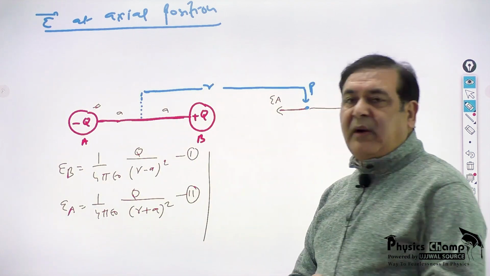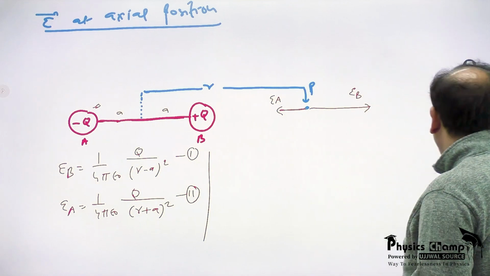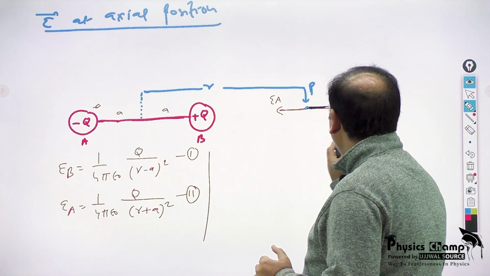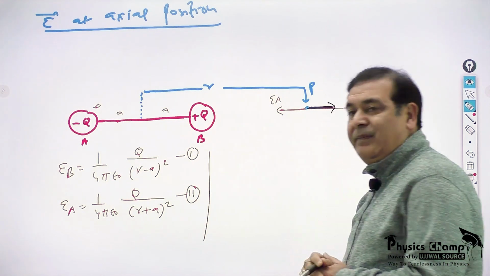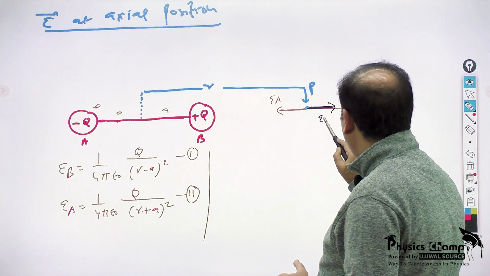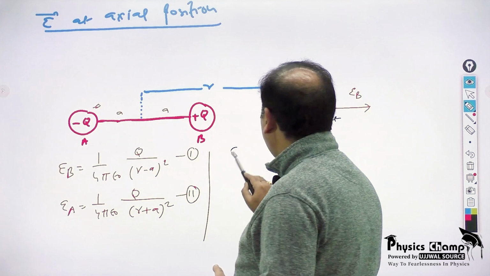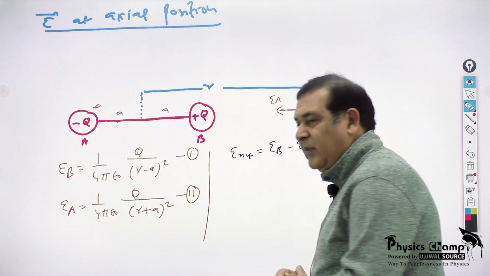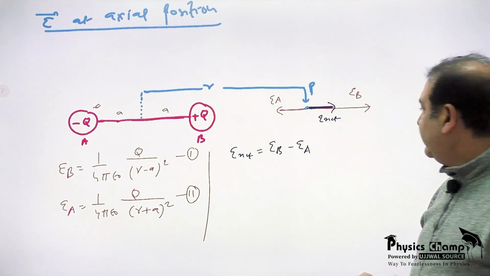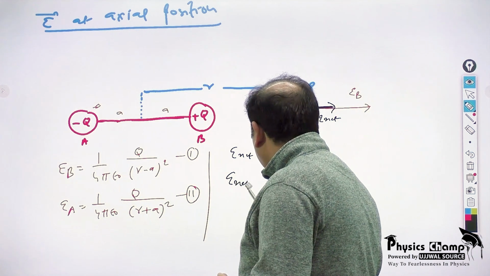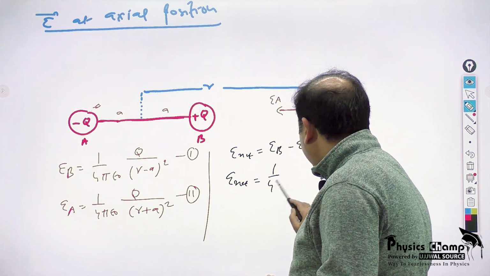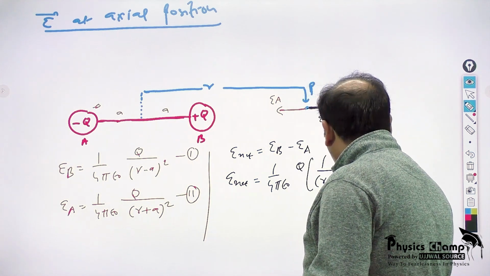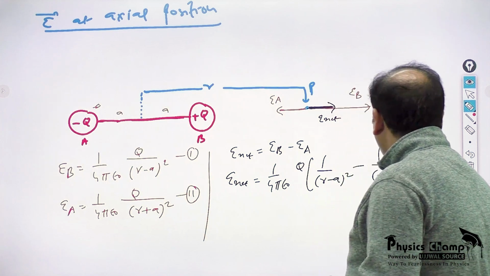Now I am interested in getting what is the net electric field at point P. So if I look for the net electric field at point P, it is going to be in this direction, E net, and it is obviously EB minus EA. EB is stronger, EA is weaker. So we will say the net electric field here is 1 by 4 pi epsilon naught Q [1 by (r minus a) whole square minus 1 by (r plus a) whole square].